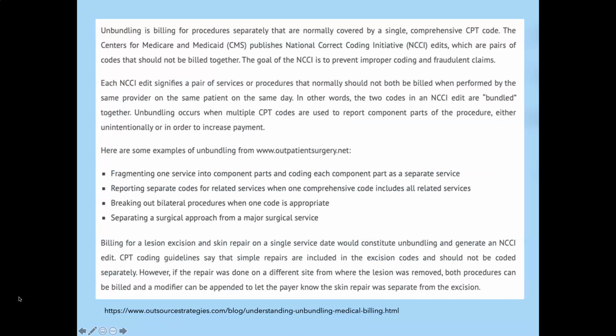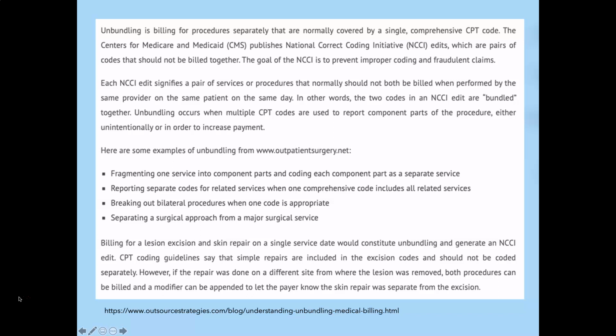Unbundling is billing for procedures separately that are normally covered by a single comprehensive CPT code. CMS publishes what's called NCCI edits, or National Correct Coding Initiative edits, which are pairs of codes that should not be billed together. The goal of the NCCI edits is to prevent improper coding and fraudulent claims. Each NCCI edit signifies a pair of services or procedures that normally should not both be billed when performed by the same provider on the same patient on the same day. In other words, the two codes in an NCCI edit are bundled together.